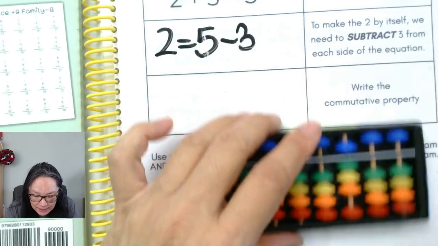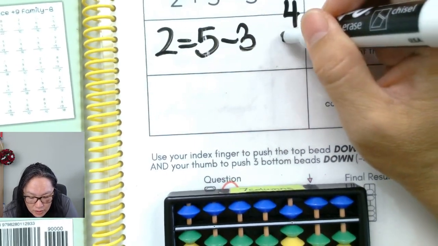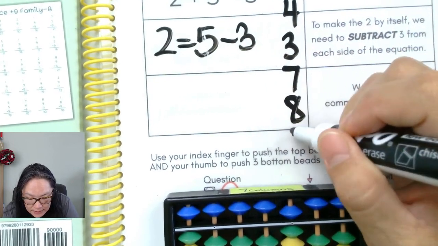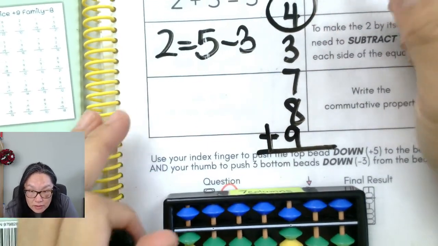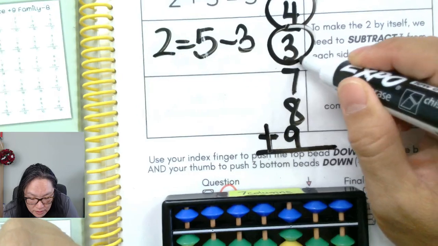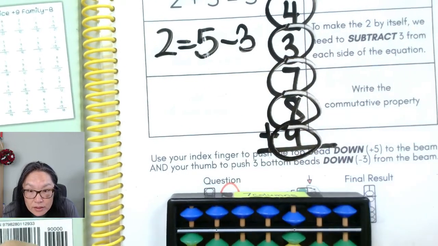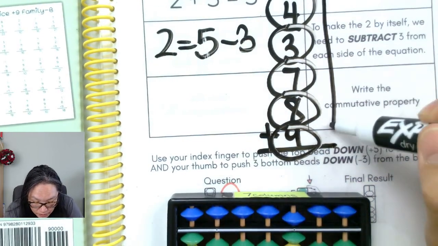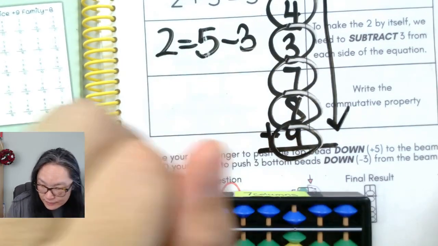Yes, exactly. So if I did 4, 3, 7, 8, 9, we start from here, then we do this one, then we do this one, then we do this one, and then we do that one. Yes, we go from top to bottom. That's how we add. You're absolutely right.